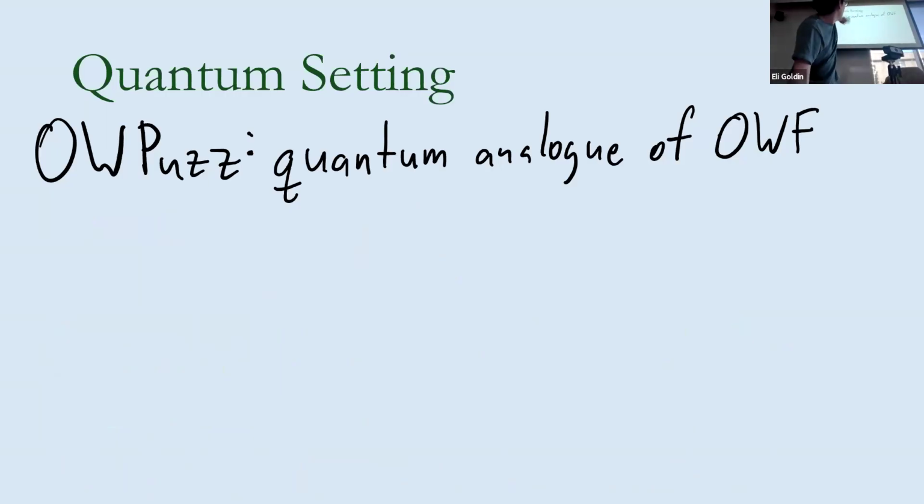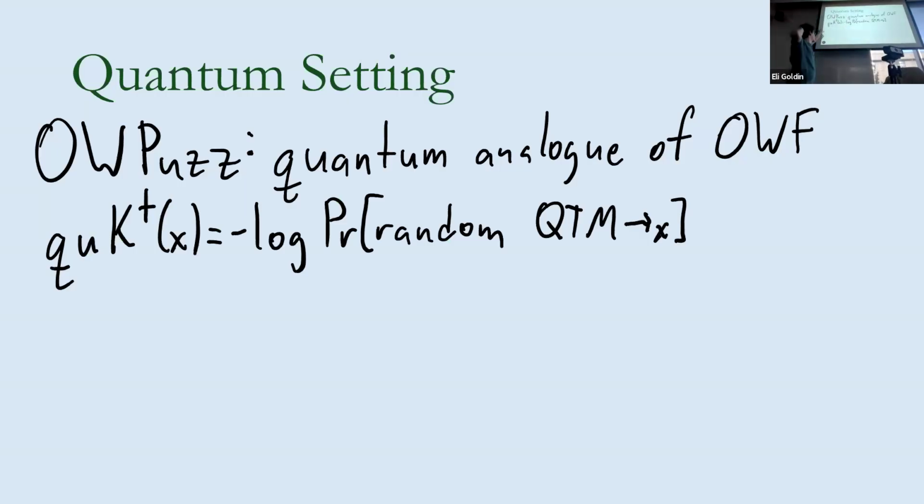So we can ask, how would we attempt to generalize our results? Note that UKT of X only talks about the probability that classical Turing machines output X, so it's kind of useless if you're allowing our samplers to be quantum. But we may as well define a quantum version. Let's define QUKT of X as the negative log of the probability that a random quantum Turing machine outputs X, instead of a classical Turing machine. It's the same definition as UKT of X, but with quantum instead of classical Turing machines.